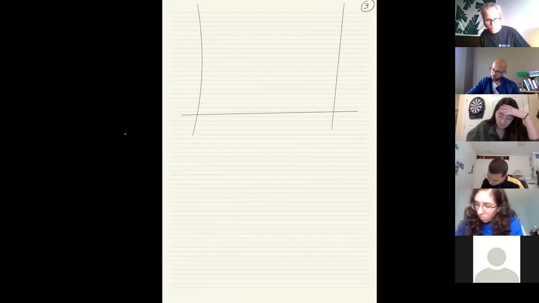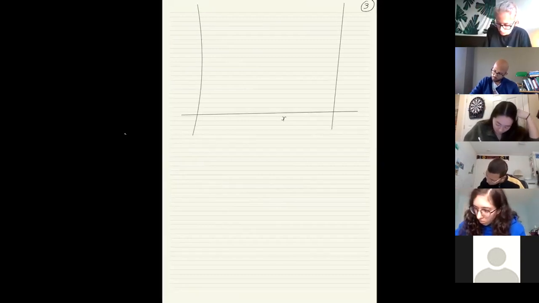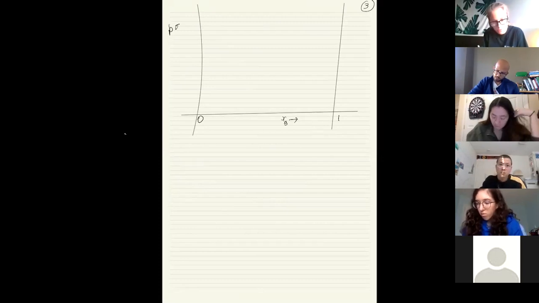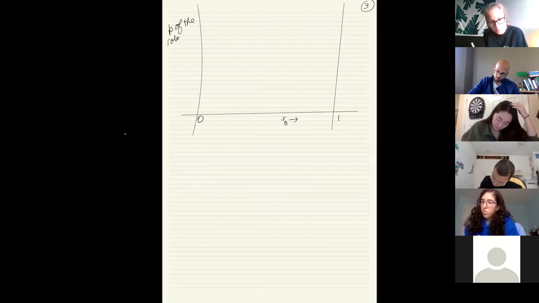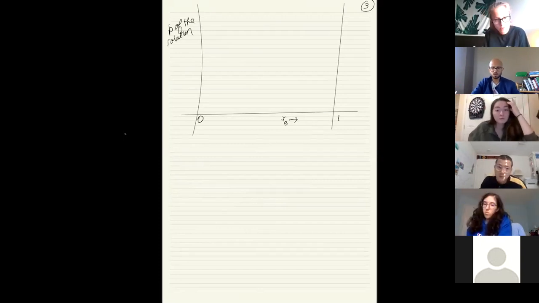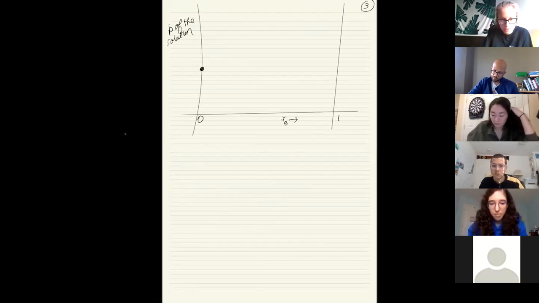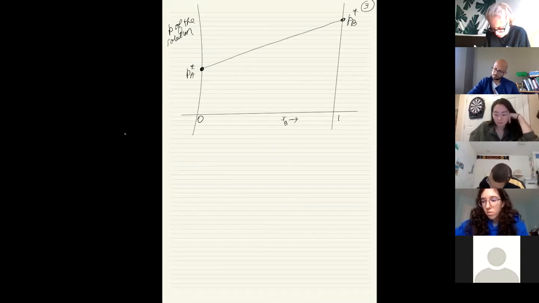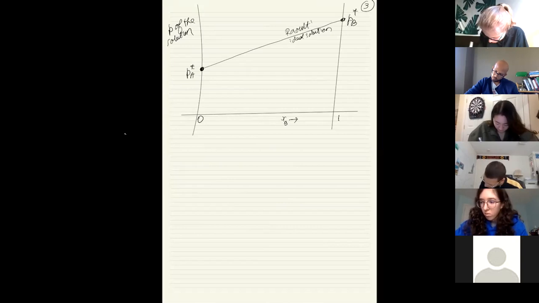So we are talking about XB going from 0 to 1, and we are talking about the net pressure of the system, P of the solution, combined with A and B. So what did we just say? We said that at this end, it's always going to be PA star. At this end, it's always going to be PB star. That's constrained. If you have an ideal solution, it's going to be linear. This is the ideal solution. This is called Raoult's law.